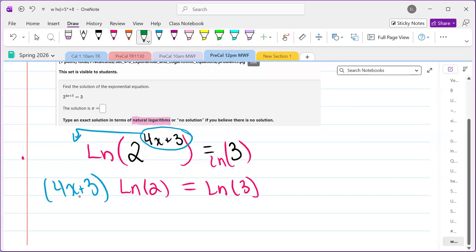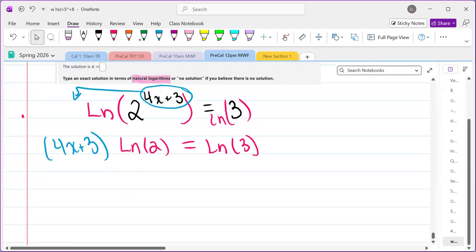All right, so now my x is on the line. I'm just trying to solve for it. Couple of ways to go from here, but what I usually do is the natural log of 2 and the natural log of 3, that's something I could type on the calculator and the calculator would spit out a number. So this is really just a number times 4x plus 3.